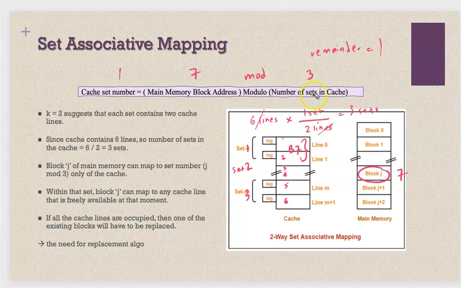So here it is set and set. For direct mapping, it will be line and line. Okay, so within that set, block J or block 7 can map to any cache line that is freely available at that moment. If all the cache lines are occupied, then one of the existing blocks will have to be replaced. Since we offer flexibility in set associative mapping within a set, we would have to apply the replacement algorithm that we have briefly mentioned in fully associative mapping.